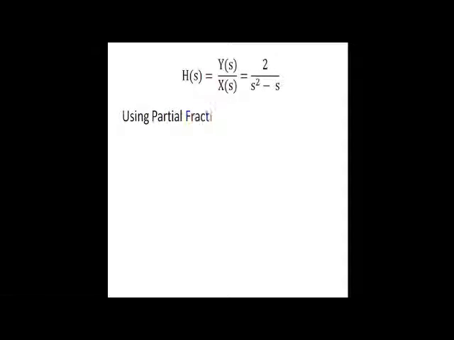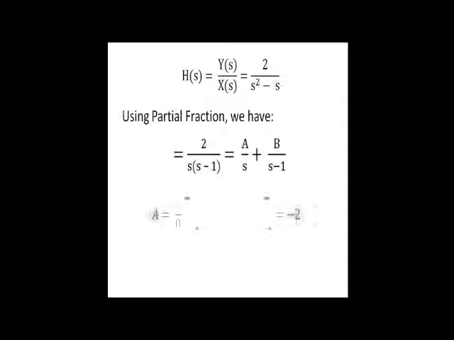Using partial fraction, we have 2 over s times the quantity of s - 1 is equal to A over s plus B over s - 1. Solving for A and B, A is equal to 2 over 0 - 1, which is equal to -2, and B is equal to 2 over -1, which is equal to -2. H(s) is equal to -2 over s plus -2 over s - 1.